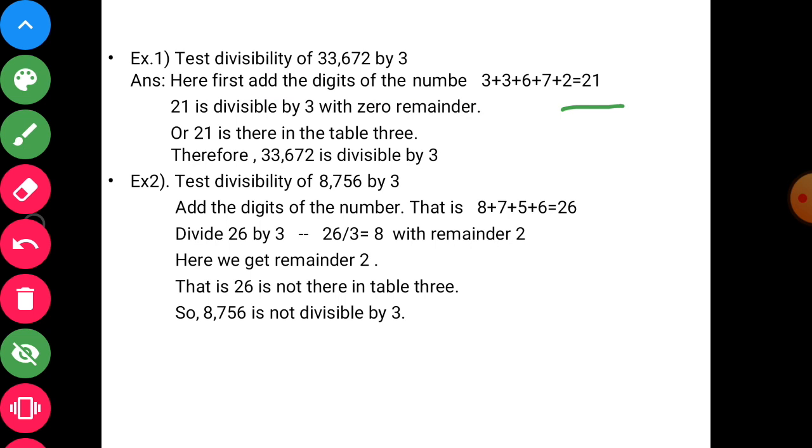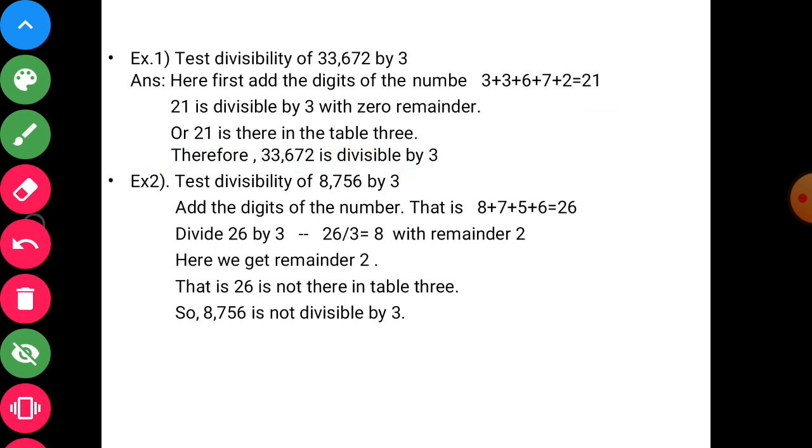21 is there in table 3, isn't it? So 21 is divisible by 3 and we get 0 remainder. So 21 is there in the table of 3, therefore 33,672 is divisible by 3. Like this you have to write the answer.